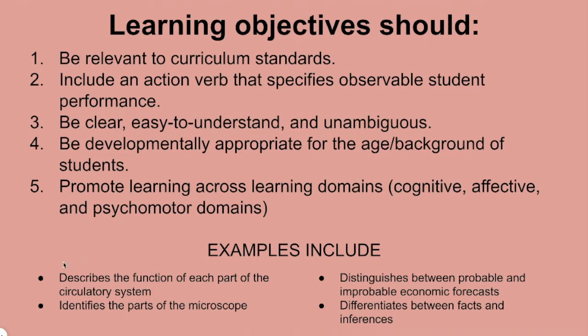For example, our learning objectives could read, describes the function of each part of the circulatory system, identifies the parts of a microscope, distinguishes between probable and improbable economic forecast, differentiates between facts and inferences. Pause right here and select one of the 4 of these learning objectives. Then check it against the criteria that's listed above.